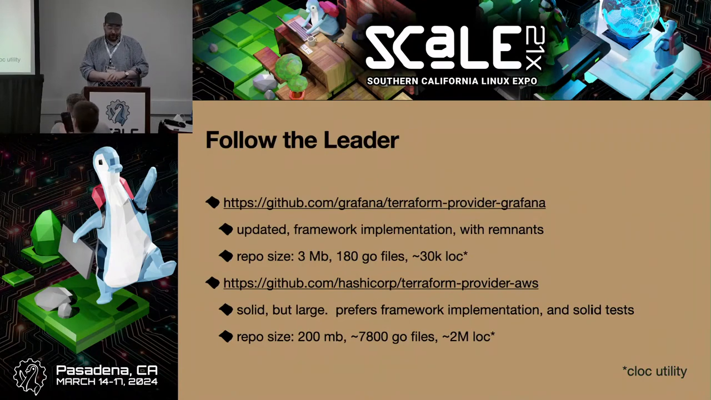And by means of comparison, the repo size for Grafana is 3 megabytes, 180 Go files, maybe 30,000 lines of code. If you start looking into AWS, then you've got 200 megabytes to deal with, 7,800 files, 2 million lines of code. I find Grafana much easier to read from that standpoint.